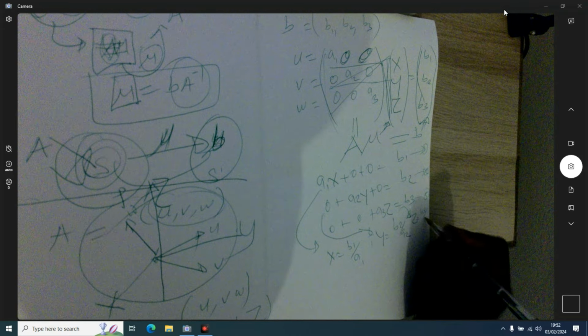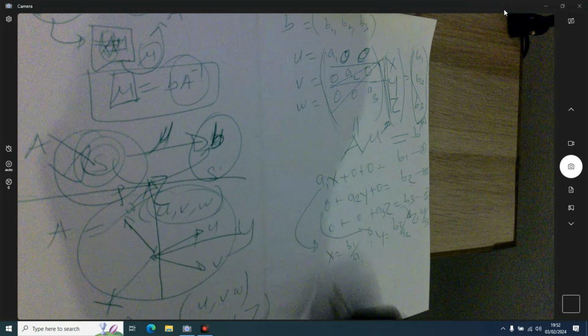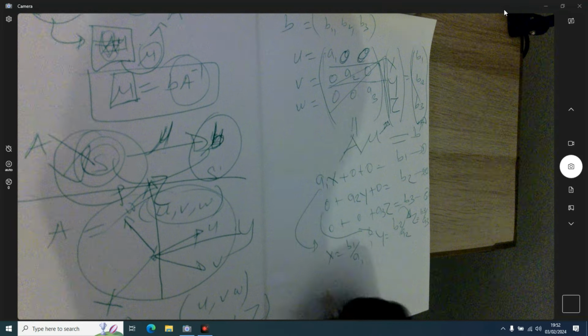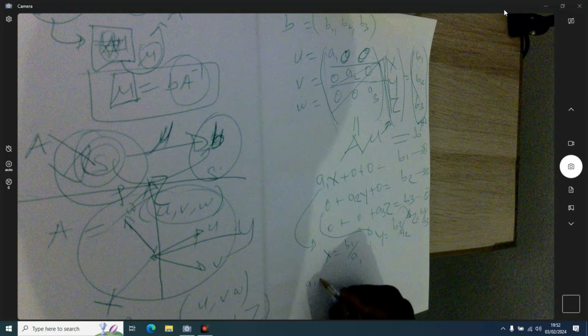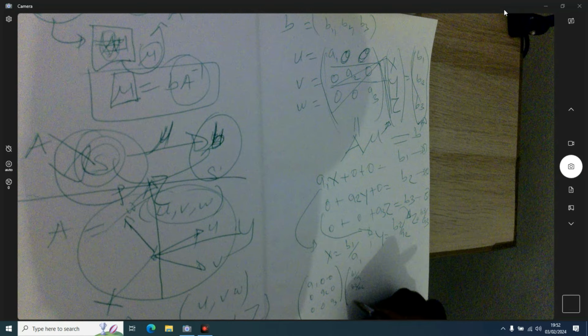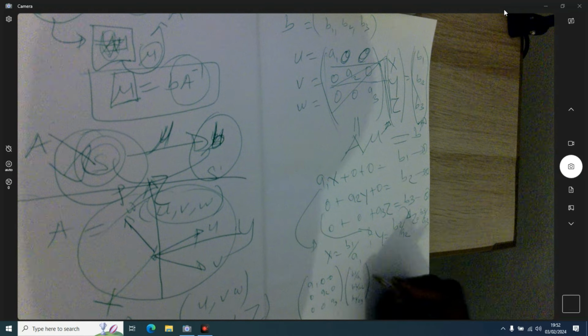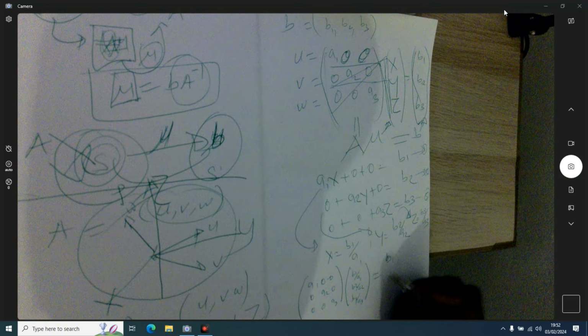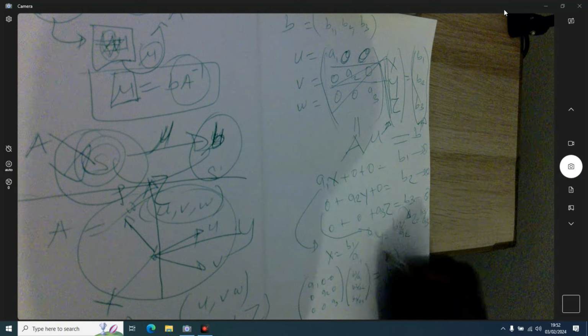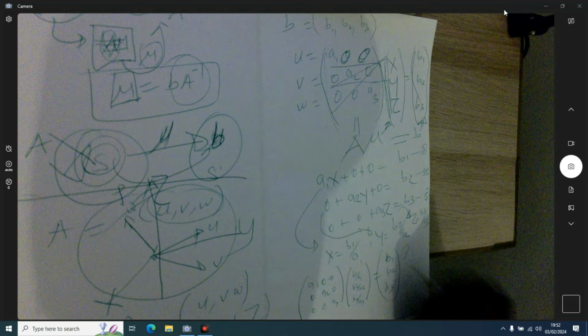Now, when we plug x, y, and z there, we must get that one exactly. So let's see when it's going to be the case. Okay, A1, 0, 0, 0, A2, 0, 0, 0, A3. We must plug the values of x, y, z, which are B1 over A1, B2 over A2, B3 over A3. Here, is it going to give us B1, B2, B3? Of course, it will. Let's see how it's going to give us.